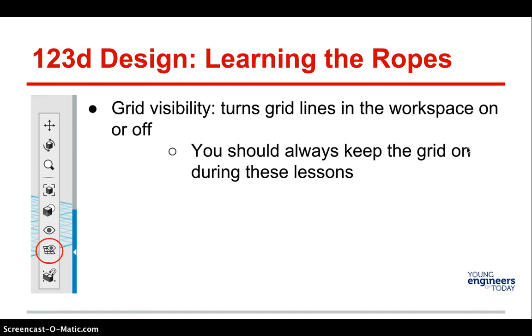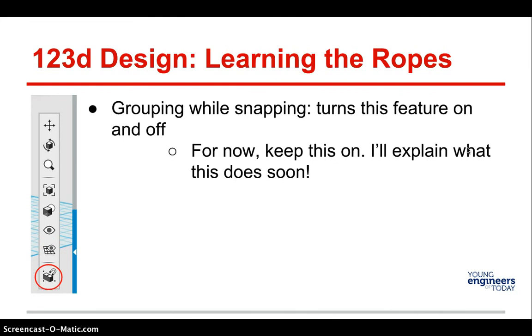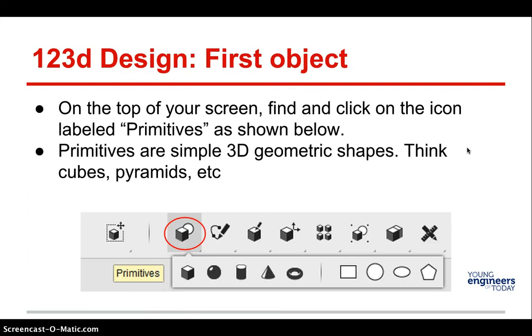There are some CAD software, such as Autodesk Inventor, AutoCAD, as well as SolidWorks, that just don't use grids or a workspace like SketchUp does. Now, this is your grouping while snapping. It turns this feature on and off. For now, we'll keep this on. We'll explain this later on down the road.